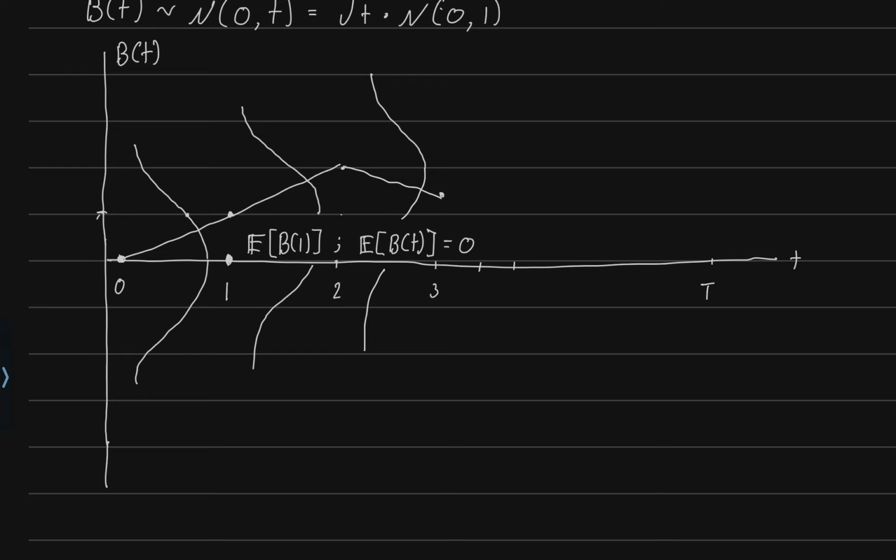So if I were to repeat this process and just make my increments smaller, I could get a sample path that looks something like this. And obviously, negative values are allowed. So I could get something like this.